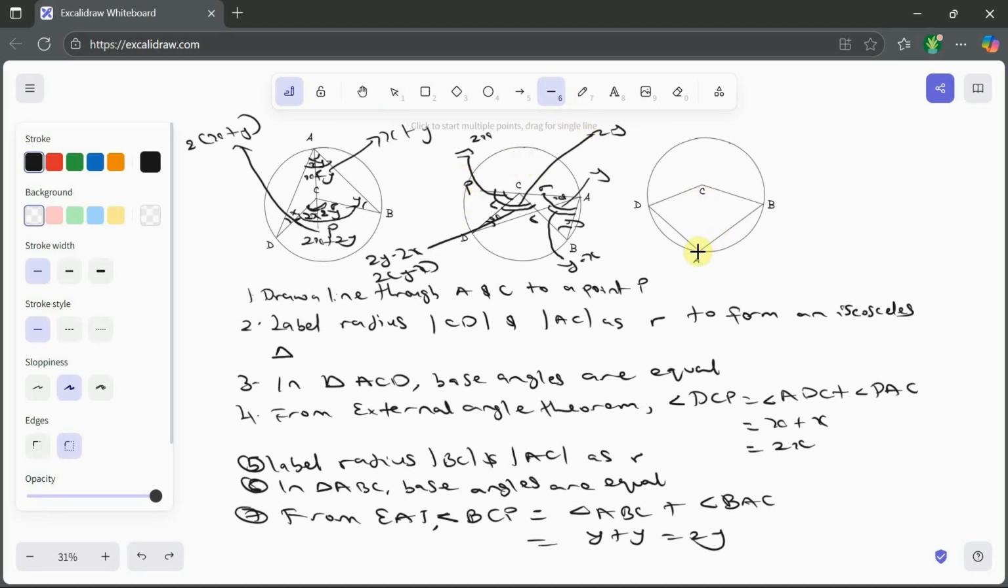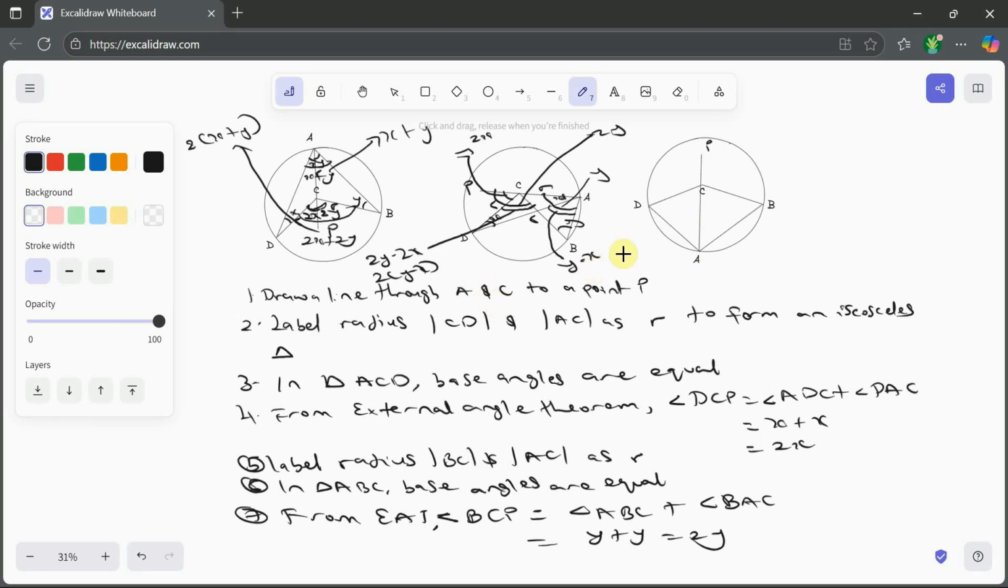I'll draw a point from A, choose C to a point P. Great. And then I'll label CD as R and AC as R. So if this is the triangle here, the base angles are equal to this x and this is x. We know that already. We are not told that this CP will be 2x. Of course, this is the external angle theorem. Already know this, so this will be 2x.